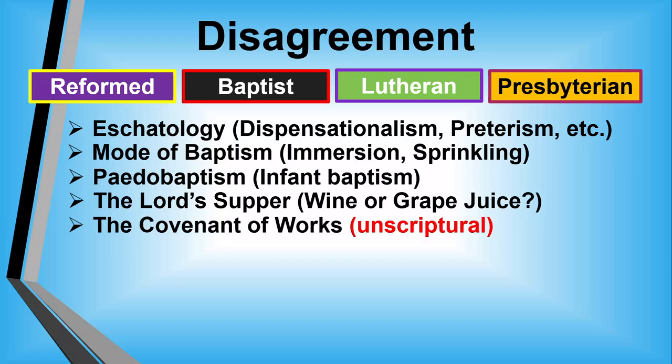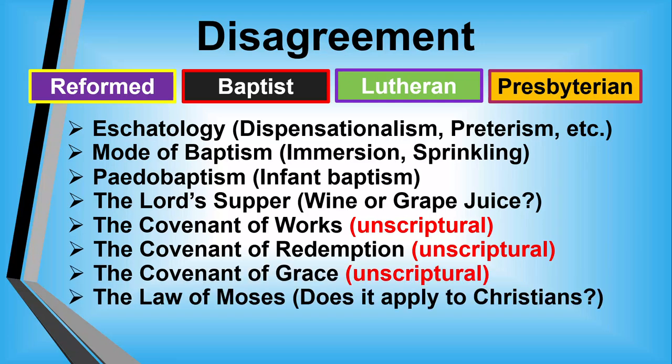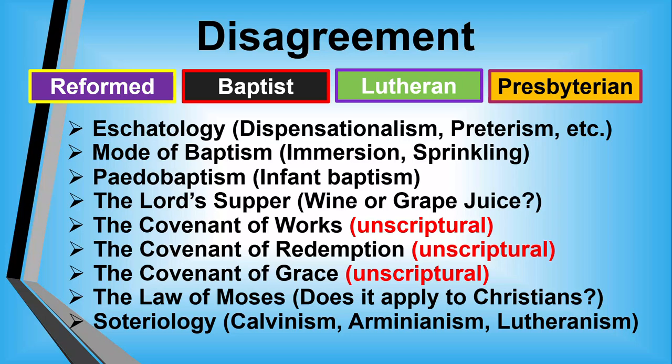The so-called covenant of works, which is clearly unscriptural, and two more, the covenant of redemption and the covenant of grace. Then there's the law of Moses. Does it apply to Christians? And if it does, what part? Soteriology, the infamous soteriology discussion: Calvinism, Arminianism, and Lutheranism. Now, these are just some of the subjects on which they differ.